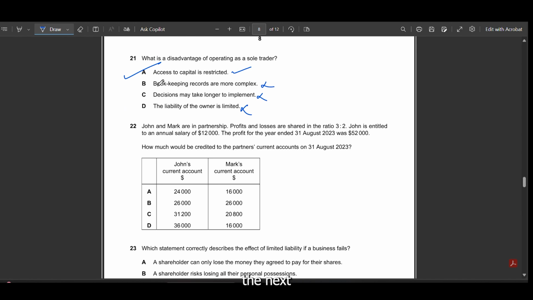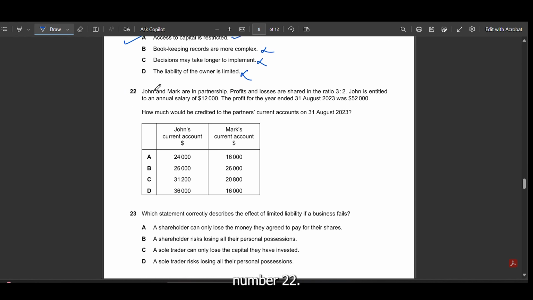Moving ahead with the next question, that is question number 22. John and Mark are in partnership. Profits and losses are shared in the ratio 3:2. John is entitled to an annual salary of 12,000. The profit of the year ended is 52,000. How much would be credited to partner's current account? Again, a nice, easy question. So, what is the profit of the year? 52,000.